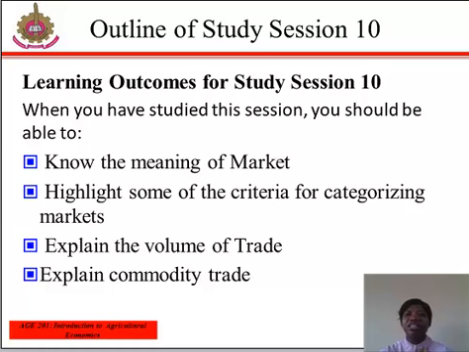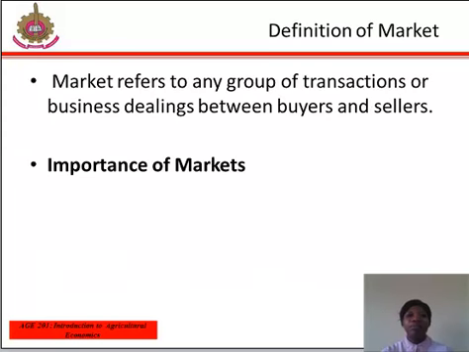At the end of this study section, you should be able to know the meaning of markets, highlight some of the criteria for categorizing markets, explain the volume of trade, and lastly, explain commodity trade. Let's discuss these learning outcomes one after the other.